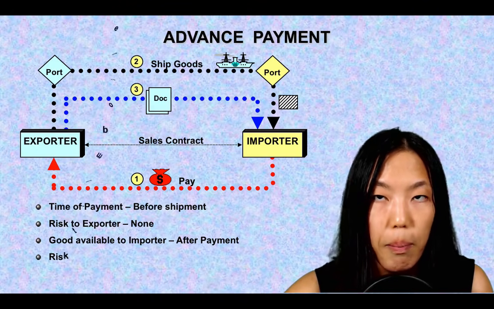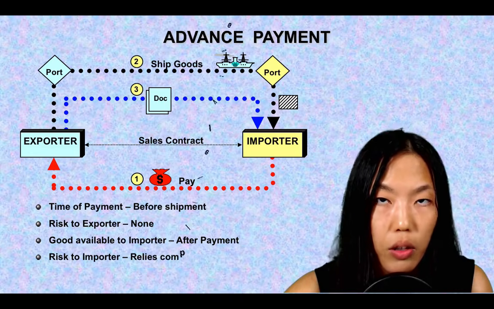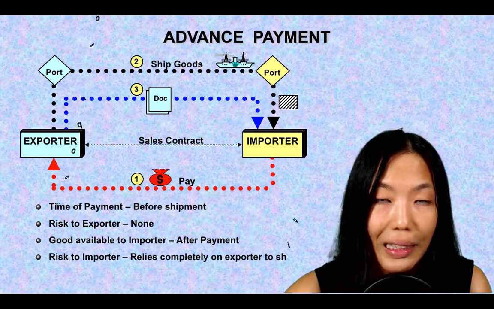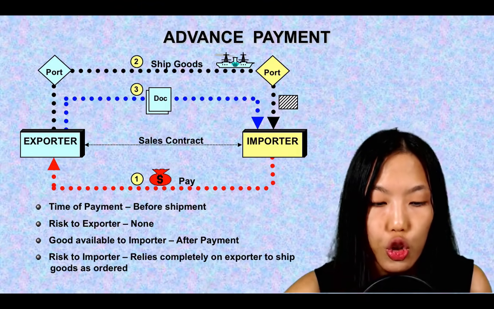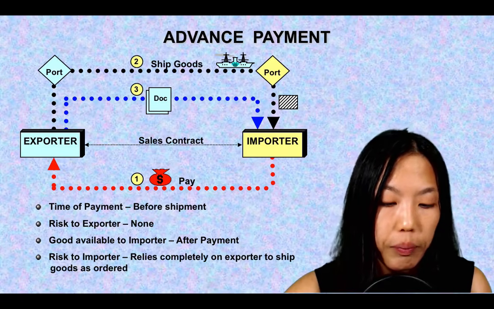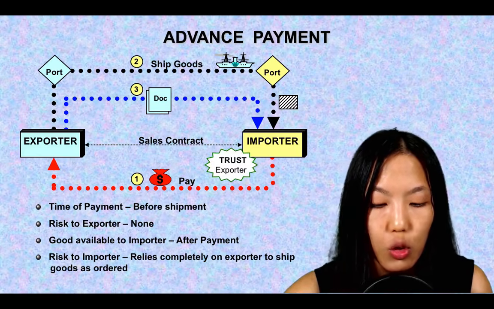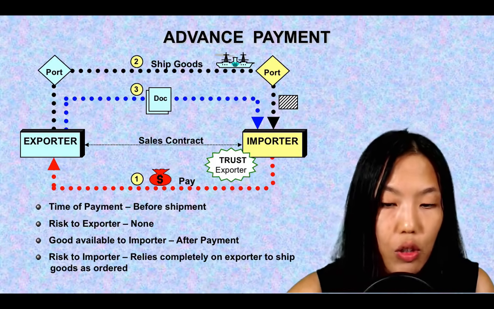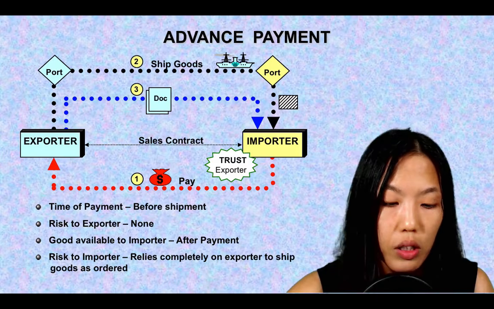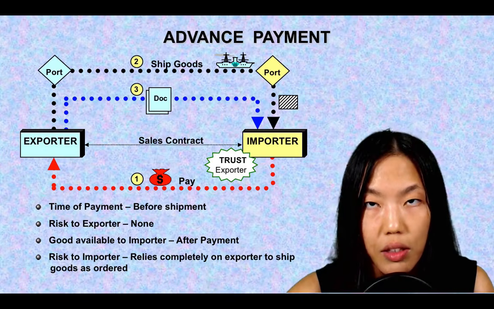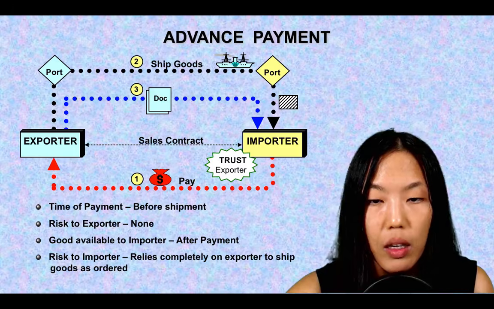The risk to the importer is that the importer would have to rely completely on the exporter to ship out the goods as ordered. For this method to work, the importer must know and trust the exporter. So this is in essence the advance payment method.